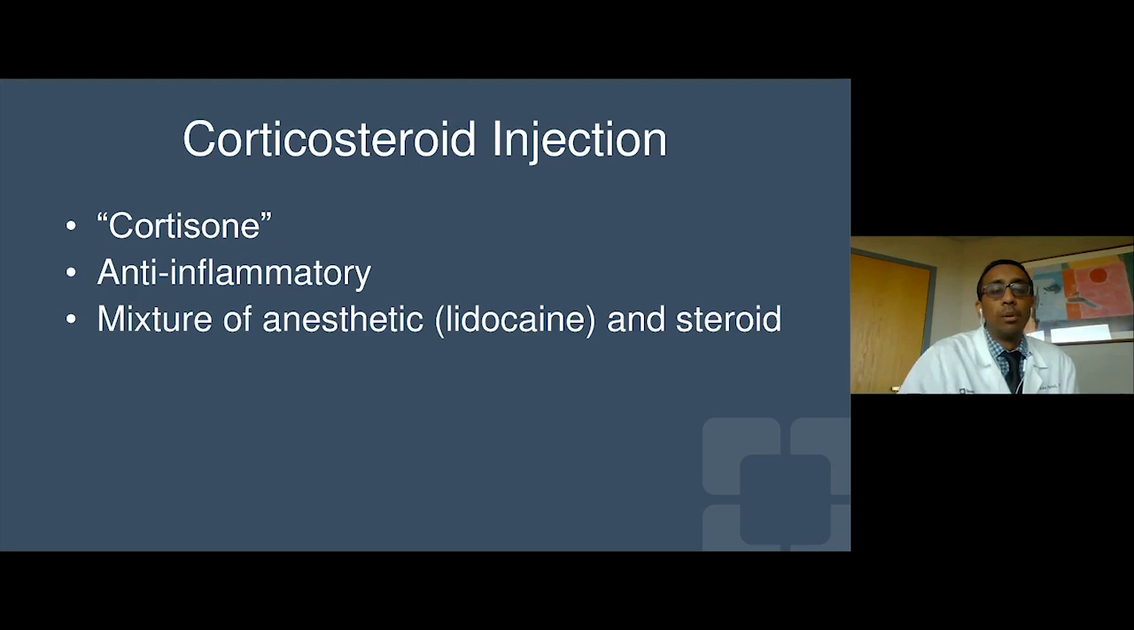The most common injection that we do is corticosteroid or cortisone. A corticosteroid or cortisone injection is a mixture of two things when we inject it into the body part. That is lidocaine, which is an anesthetic or a numbing agent, and a steroid. A steroid is an anti-inflammatory. So the anti-inflammatory combined with the lidocaine is localized into the joint to try to help with the symptoms of arthritis.